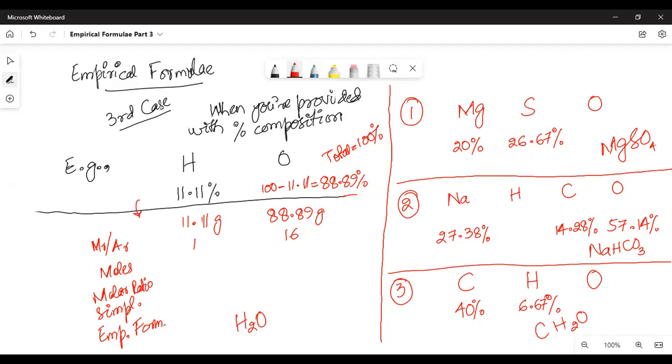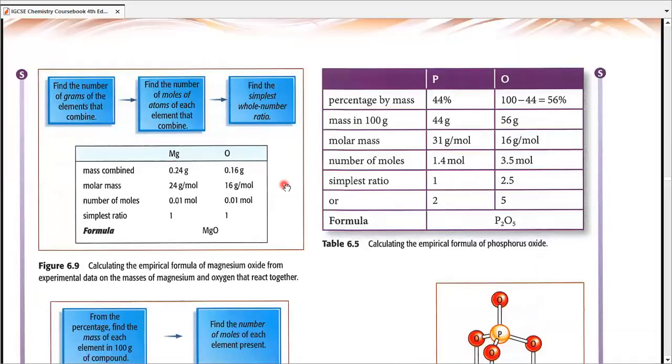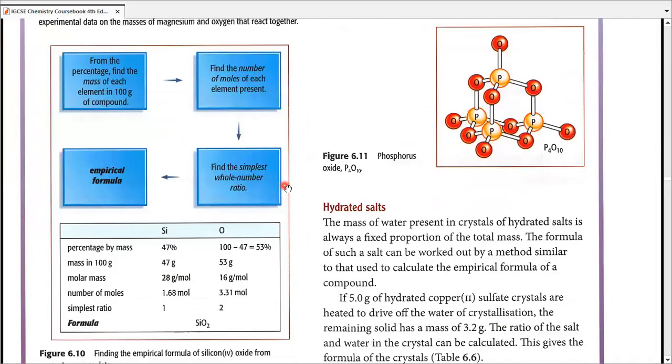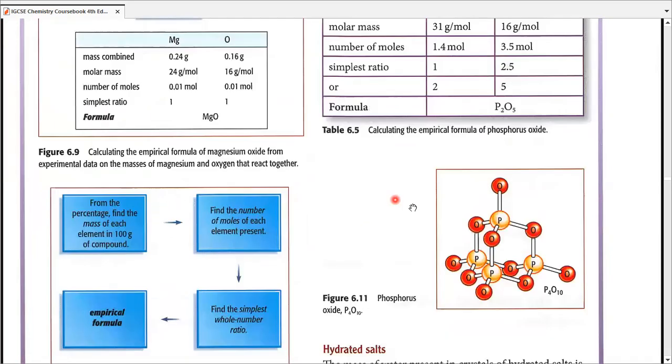Now, you may have to handle elements in there. You may have to handle something different, like sometimes they actually go with compounds. So actually, let's get back to the book. I'm going to stop sharing over here, and we're going to get back to the book. Just a minute. So here we're back to the book, and they give you the same set of steps for empirical formula.